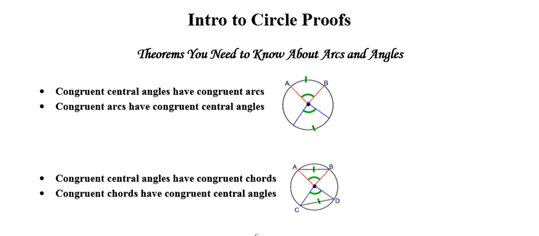For instance, you know that anytime two central angles are congruent, their arcs have to be congruent as well. The degree measure of the arc is equal to the degree measure of that central angle. So if the two central angles are congruent, the two arcs will have to be as well. And conversely, anytime you have a pair of congruent arcs, like you see marked in the diagram, their central angles have to be congruent as well.